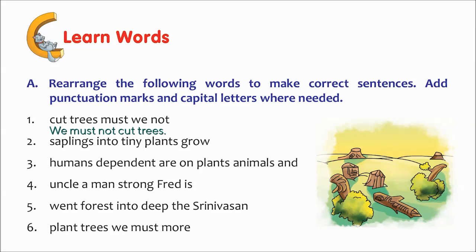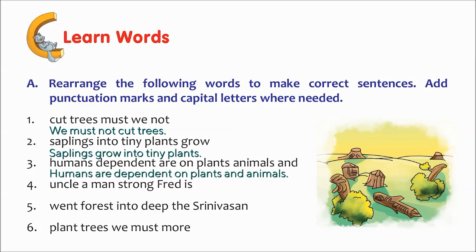That's correct. Second one. Saplings into tiny plants grow. The correct one would be saplings grow into tiny plants. Third one. Humans depend on plants, animals and. The correct one would be humans are dependent on plants and animals.